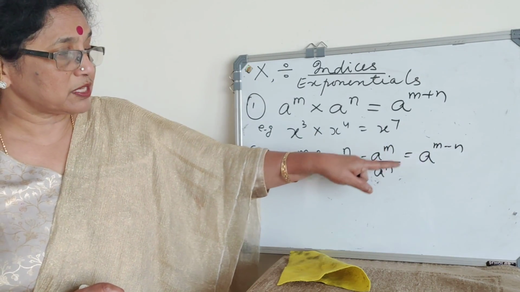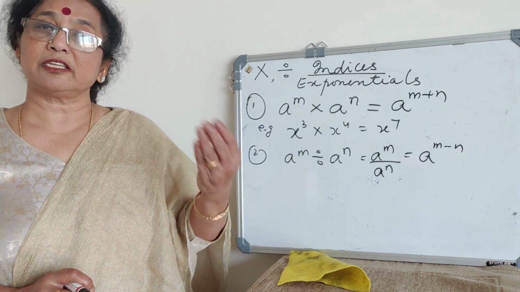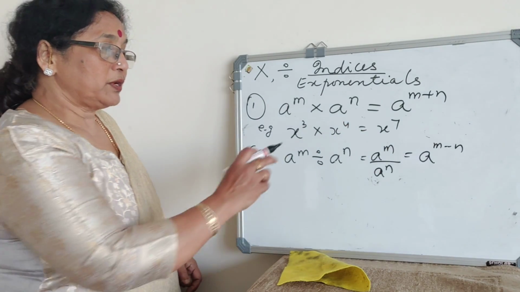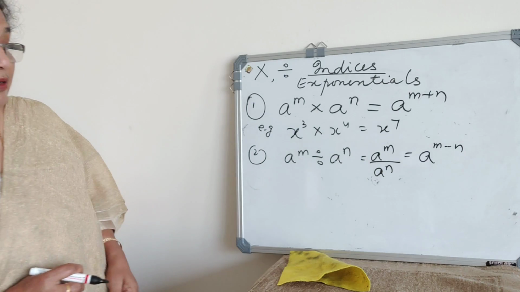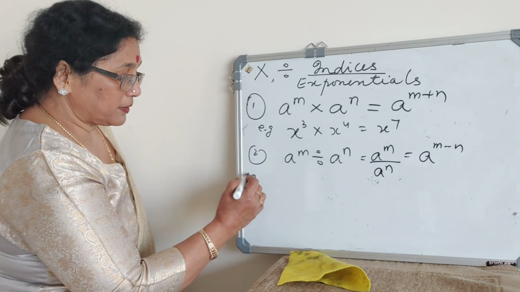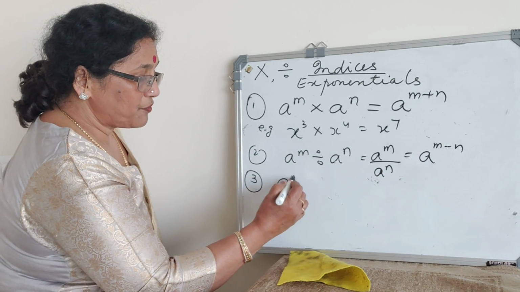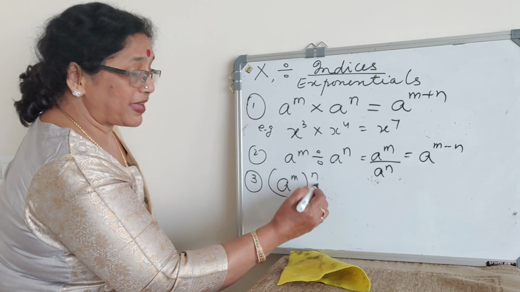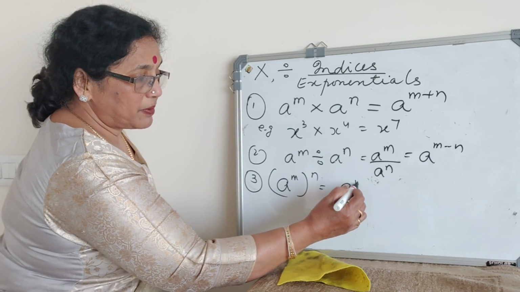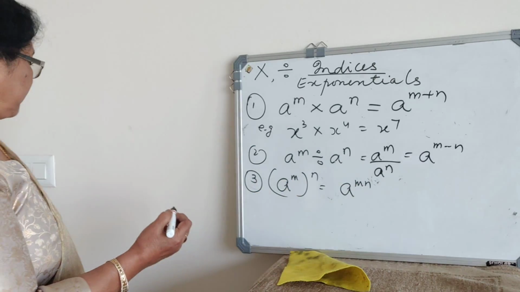This goes up, and we'll come to that. When does it become negative? So in division, we subtract the powers. Third one, a to the power of m raised to the power of n is a to the power of m into n.